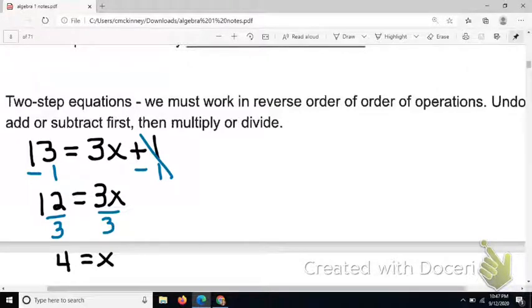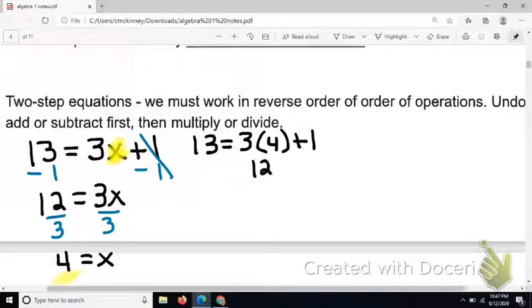And remember I said we could always check a solution by plugging the number in. So if we replace this x with a 4, 13 is equal to 3 times 4 plus 1. 12 plus 1. Indeed, 12 plus 1 is 13. Check. So that's the check.